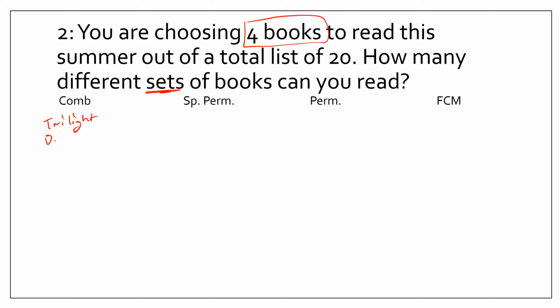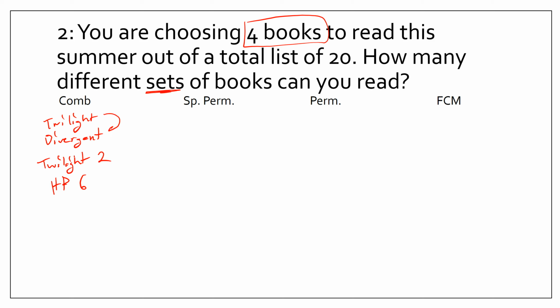Maybe I'll choose Divergent. Maybe I'll choose, I don't know, other of these books. Twilight 2, and maybe I'll choose, I don't know, Harry Potter 6. Okay, so there are my 4 books. Now the question is, if I change the order of 2 of these books, does it make a new set?